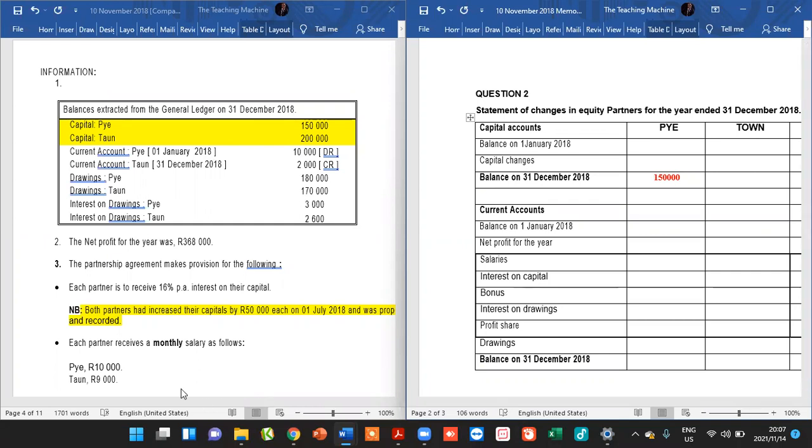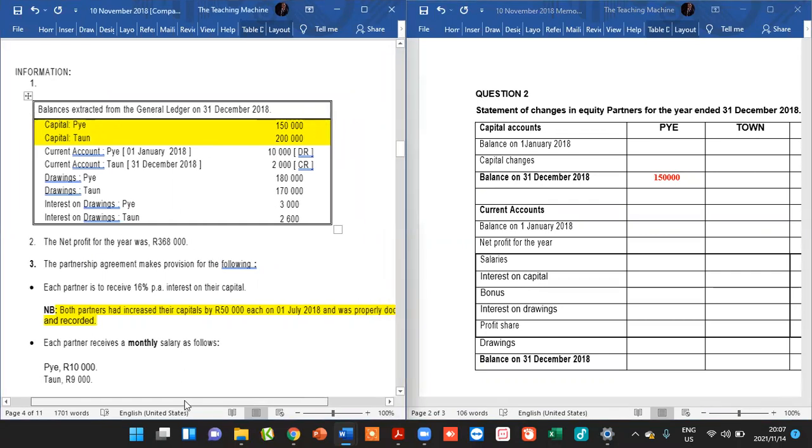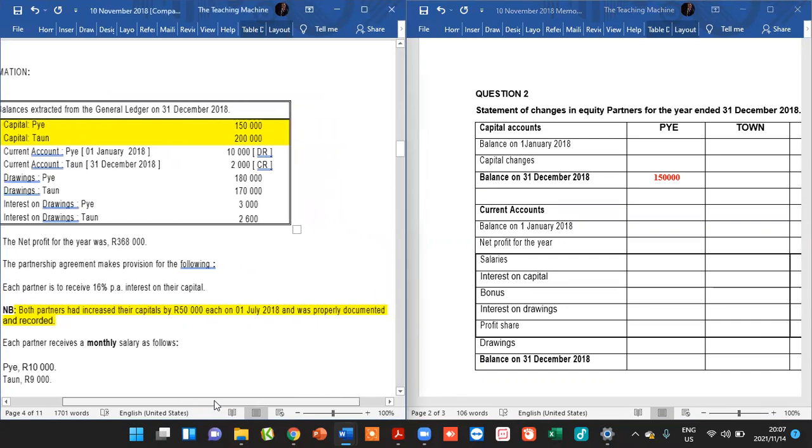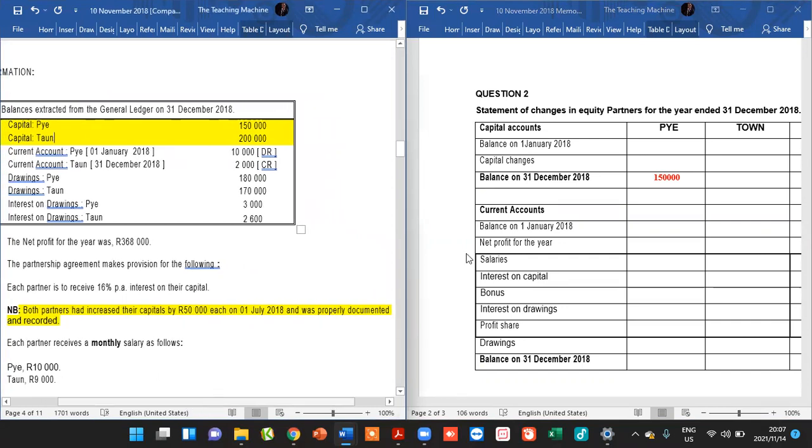Let's go back to the statement. Was properly documented and recorded. So it means that this 150,000 is the balance after the 50,000 was added. What is the amount of capital change? It's 50,000 and it should be positive because this is an additional capital. If the owner withdrew 50,000, then you put 50,000 in brackets.